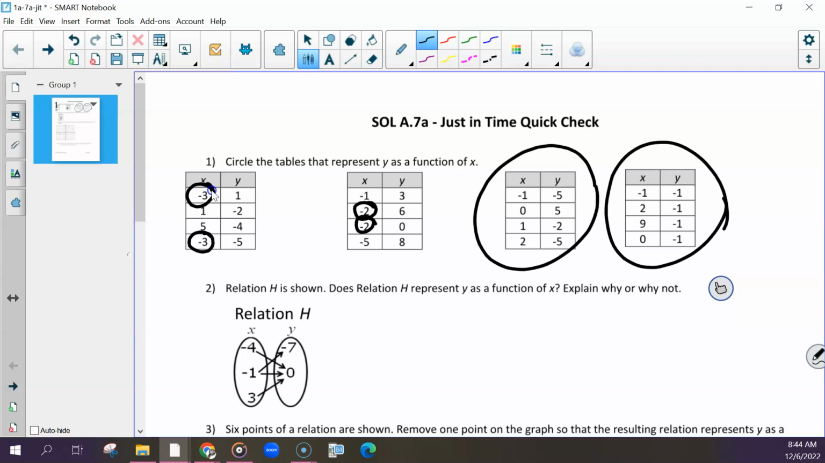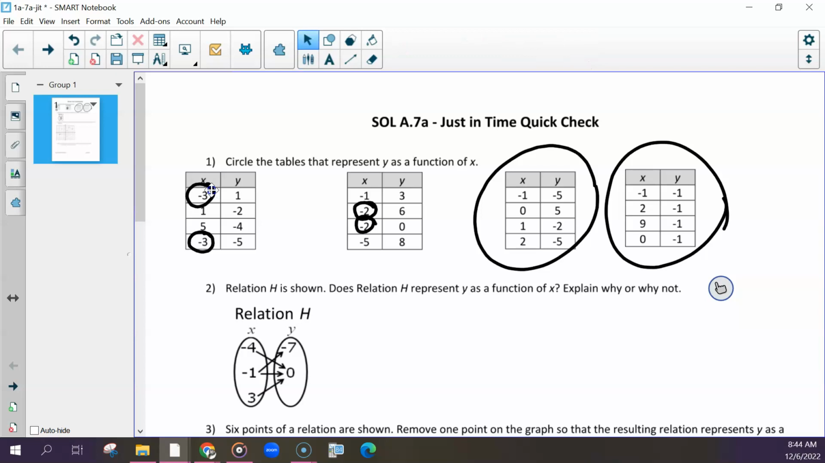So first I circled the ones that wouldn't be a function because of the x values. So I circled the x values, and then I found that since there were no repeating x values in these other 2 tables, those would be the functions. Thank you. Good job.